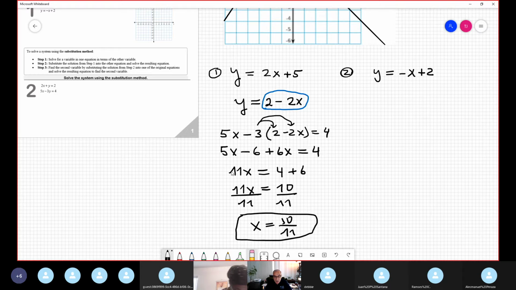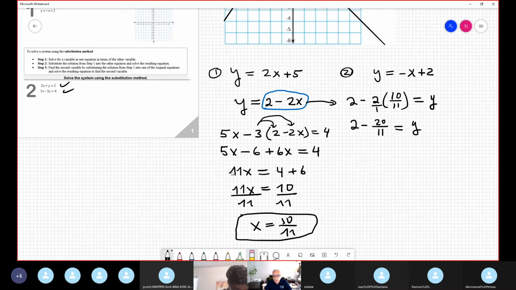In order to find the y value, use substitution in either equation, this or this. However, in my opinion, it is better to substitute here because I take advantage that y is isolated, waiting for me. So it's 2 minus 2 times x. x is 10 over 11. Now look, here is multiplication of a fraction. The 2, you suppose it is 2 over 1. 2 is a whole number, right? You multiply 2 times 10, 20, and 1 times 11 is 11, equal y.